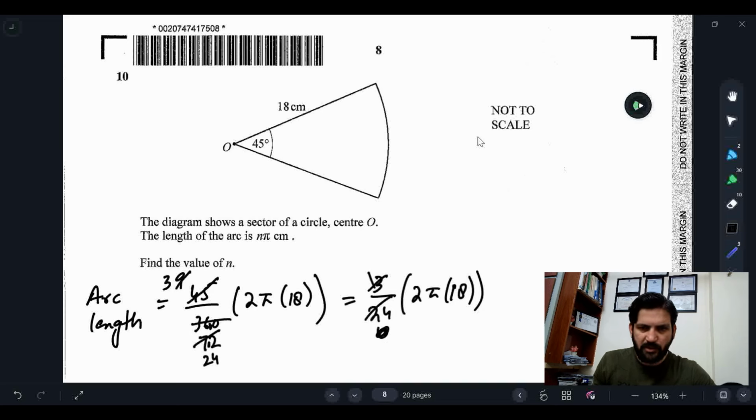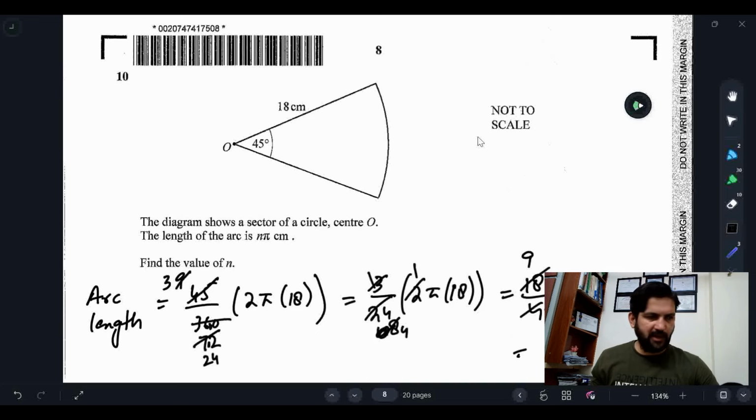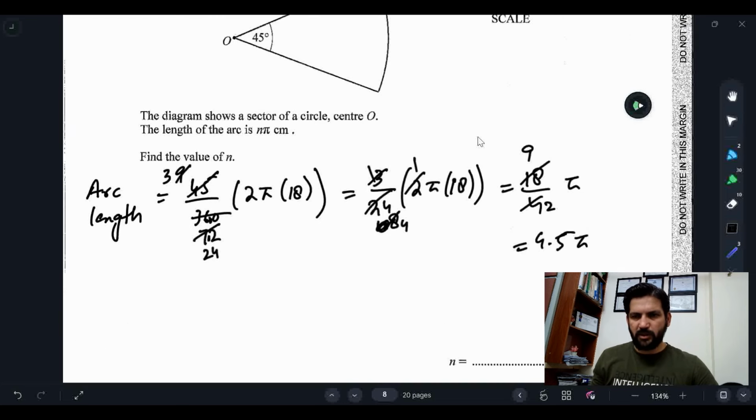Now this will be 3 ones and 3 12s, 3 eights, and then 2 ones are 2, 2 fours are 8. So this will be 18 by 4 pi. Now how can we simplify it? We can just write down the value of this. We can write it like 2s and then 9s. So this will be 4.5 pi.